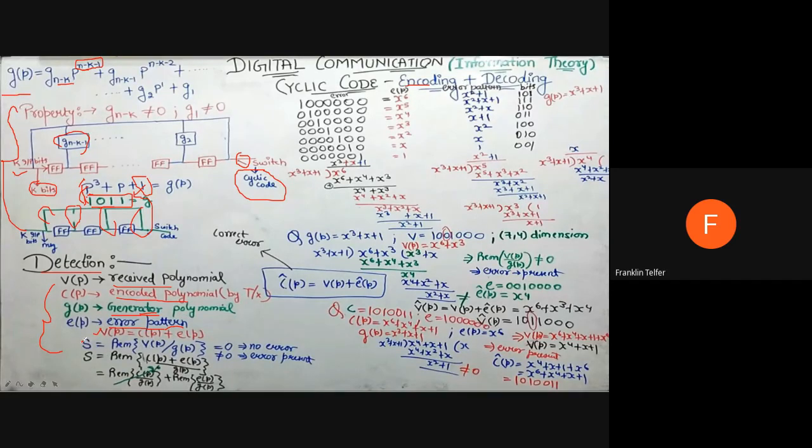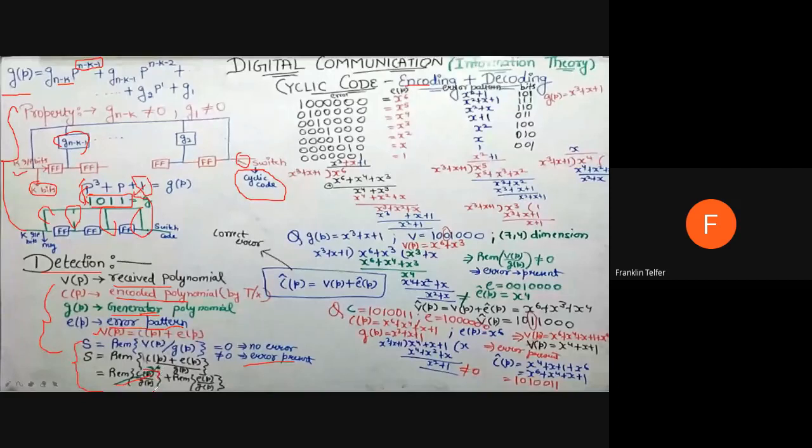How do we correct it? You have the syndrome here. S is taken as the syndrome. REM is the remainder: the remainder of E of P divided by G of P. If the remainder is equal to 0, there is no error. If the remainder is not equal to 0, there is an error present. That's a simple thing. So take the remainder of V of P, that is C of P plus E of P, divided by G of P. The remainder of C of P by G of P is going to be 0.